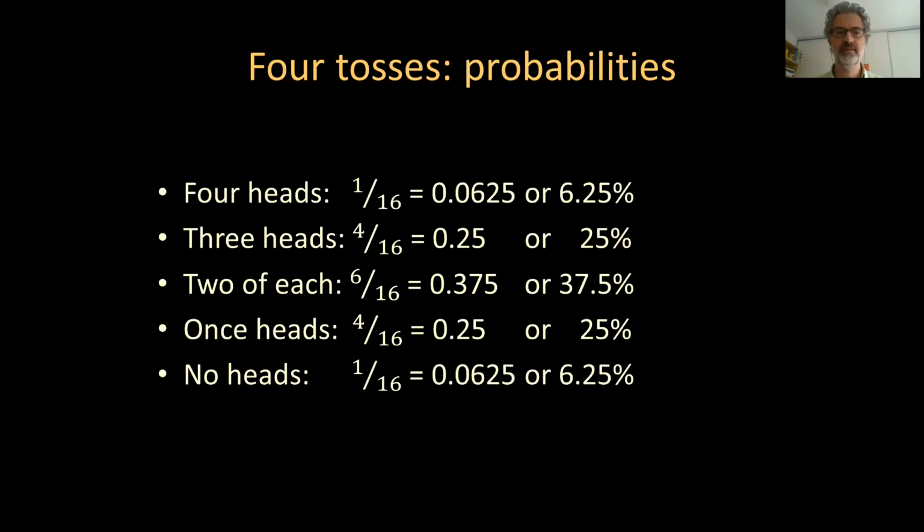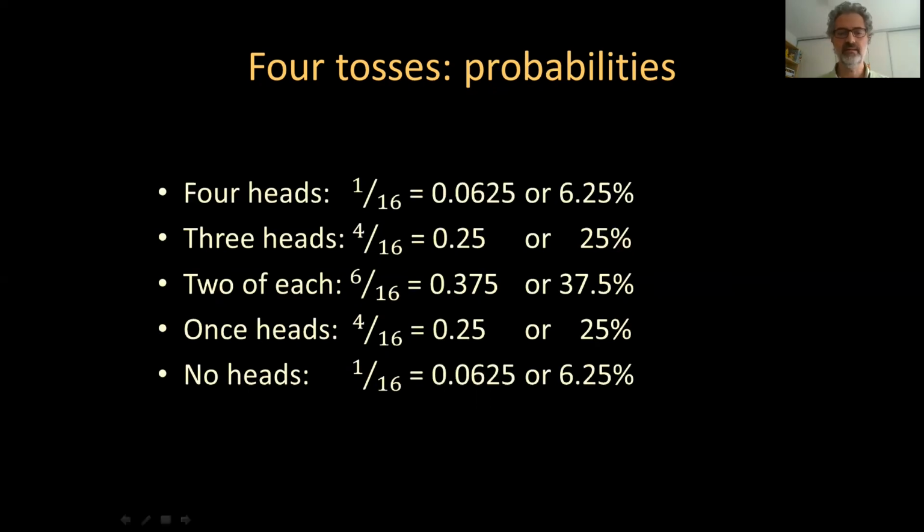The probability of getting 2 of each is 6 divided by 16. That's 37.5%. And likewise, 1 heads is the same as 3 tails, so it's the same as 3 heads in terms of probability. And no heads is the same as all tails, which from a probabilistic point of view is the same as 4 heads, so is 1 over 16.